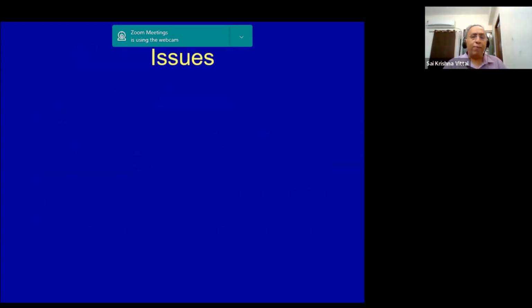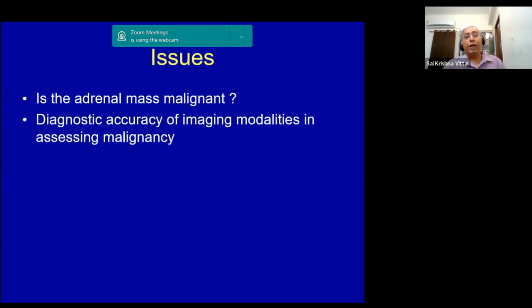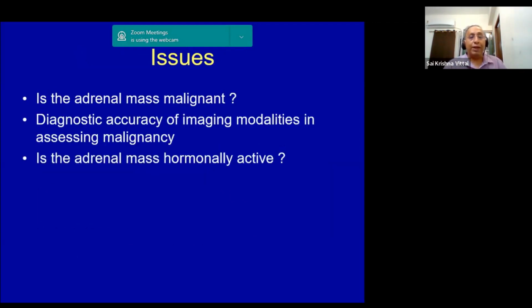So what are the issues I am going to discuss? I am briefly going to touch on the following issues. When you find an adrenal incidentaloma, is the adrenal mass malignant? What are the imaging modalities to assess malignancy? Is the adrenal mass hormonally active, or is it functional?